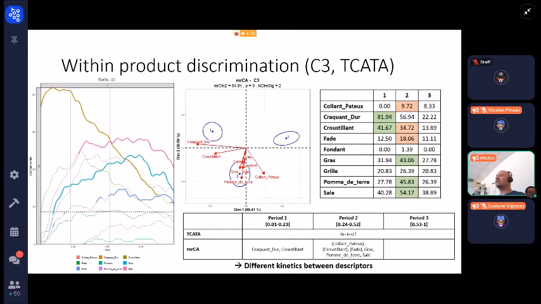The rationale is the same with TCATA. To the best of my knowledge, there is no test to interpret within-product discrimination or evolution in TCATA. With MRCA, we can also see that hard is the most important in period one, crispy in period one, fat in period two, potato and salty in period two. And there is nothing in period three because all descriptors have a proportion rate that decreases over time. So it clearly highlights different kinetics between descriptors.